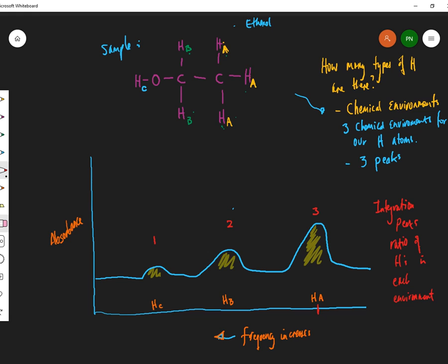These 2 hydrogens are absorbing at this frequency, and this 1 hydrogen is absorbing at this frequency, okay? And because there's 3 times as many of these, you get a hump that's 3 times as big. I hope that makes sense.